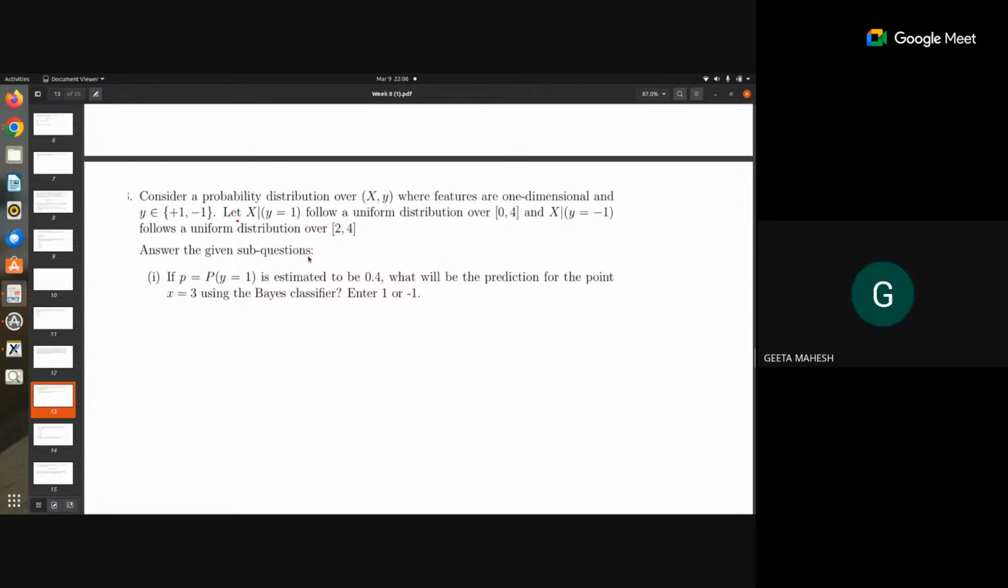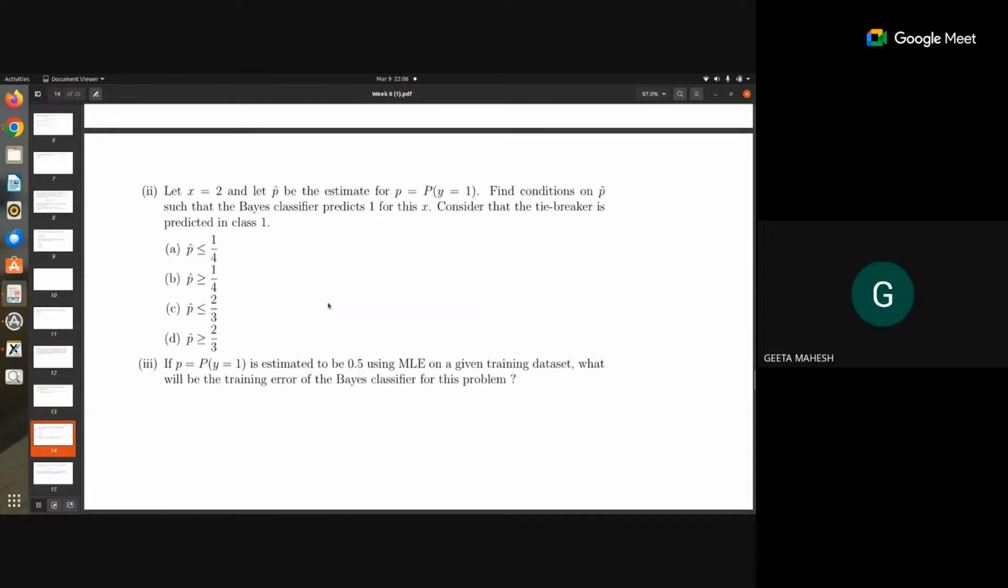Classes are distributed as 0.4. Okay, this is 0.4. Let's say this is the correct estimation. Like the 0.4 is okay, but this is also the estimator. But this is by using the Bayes classifier, right? And it is estimated using the MLE. What will be the training error of the Bayes classifier?